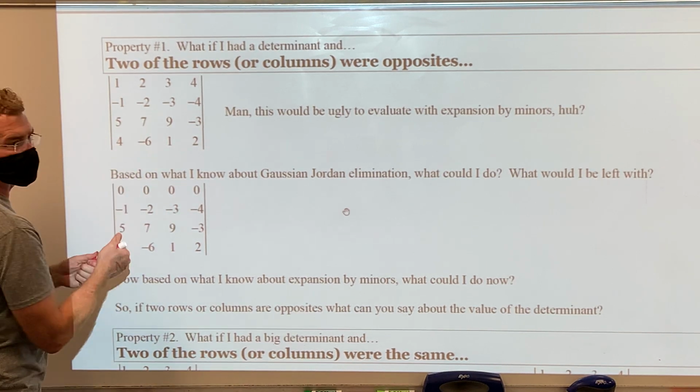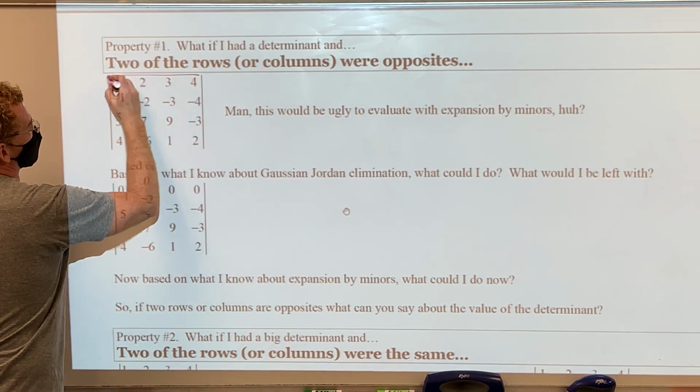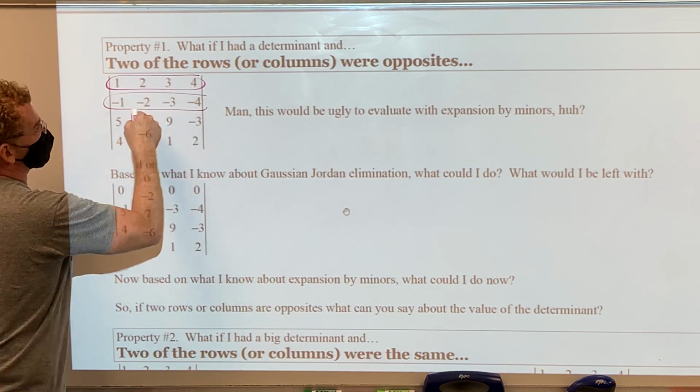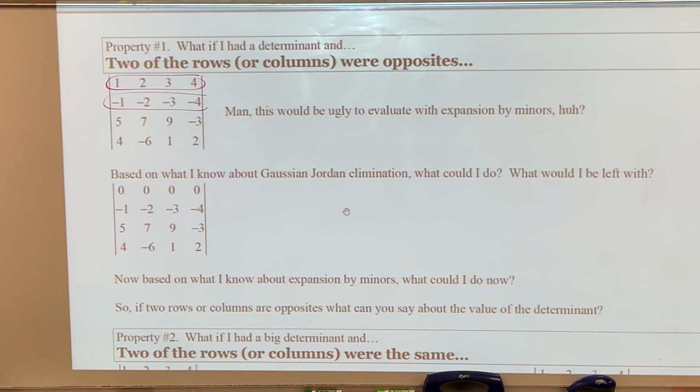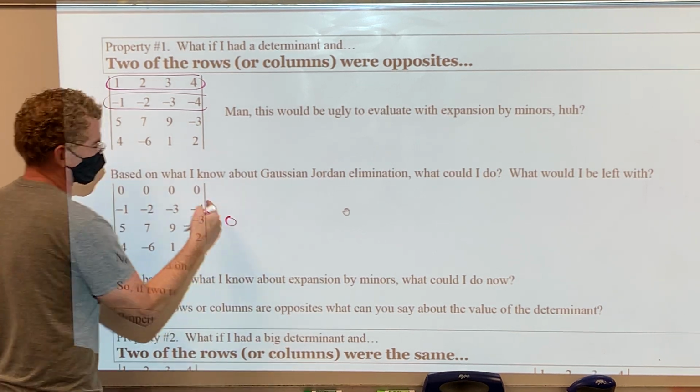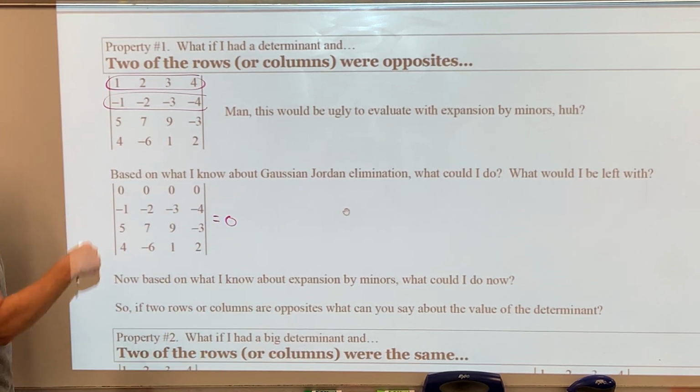So this is a rule for you. If you ever look at any 2 rows that are opposites, or any 2 columns that are opposites, because you could do the same thing with columns. You can add 2 columns and then replace a column. If that happens, you know that you're going to end up with 0, because this is what would have happened in the elimination.